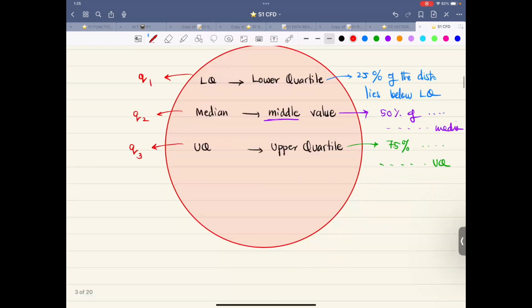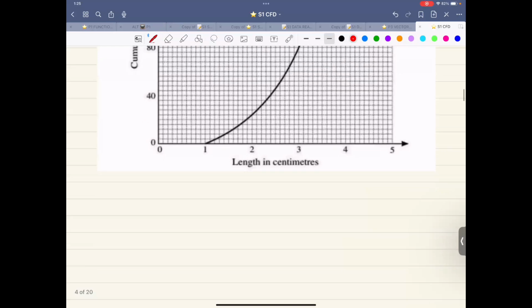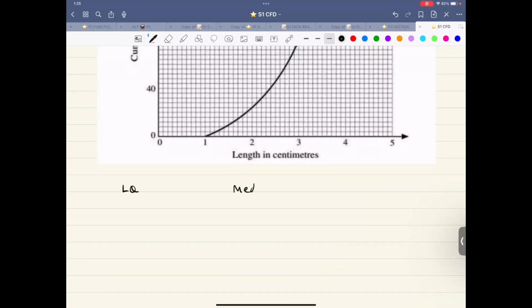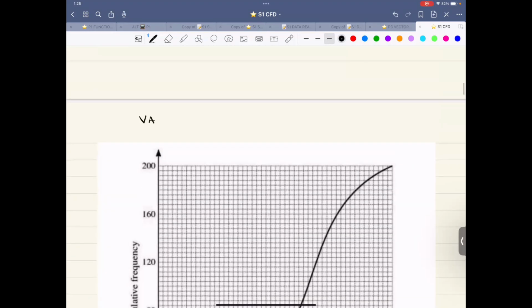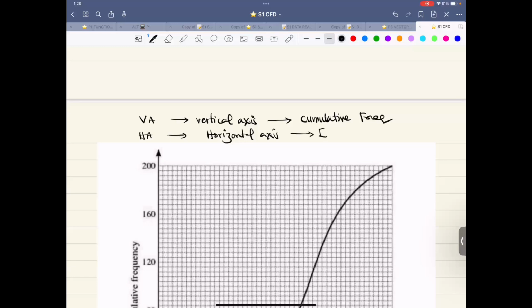Now, if I work with these 3 basic things, let me use this table to calculate it. So now the working is for lower quartile, for median, for upper quartile. For lower quartile, 1/4 of cumulative frequency, and you read the corresponding value on the horizontal axis. So we start with the vertical axis. VA stands for the vertical axis. And what will always be there on the vertical axis? That is the cumulative frequency. And what will be on the horizontal axis? HA, that is horizontal axis. That will always be some kind of class boundaries. It could be marks, it could be mass, it could be length, it could be time, and so on.